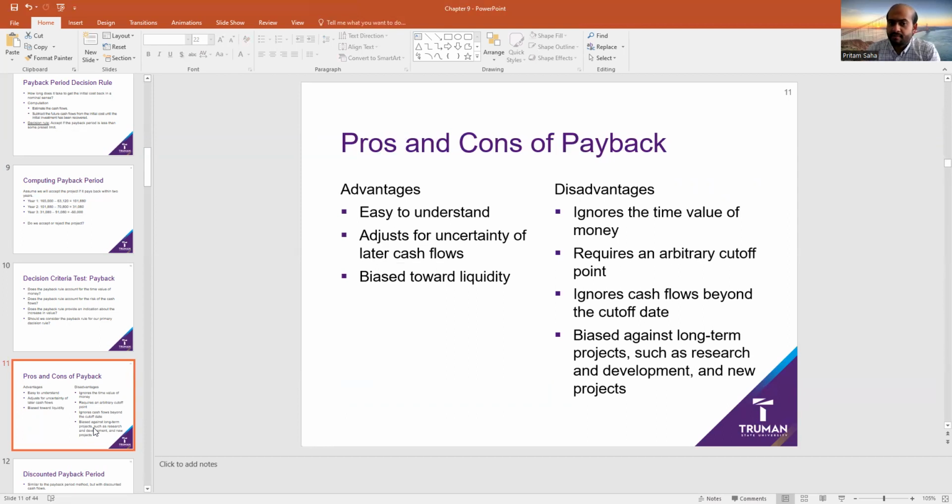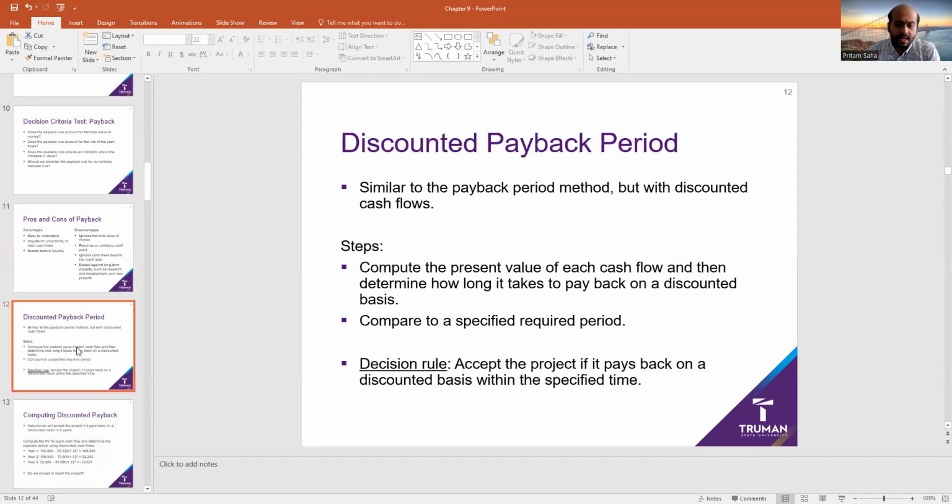So this is it, pros and cons. Next proxy, discounted payback period. If you compare the names, payback versus discounted payback, the only difference is here.